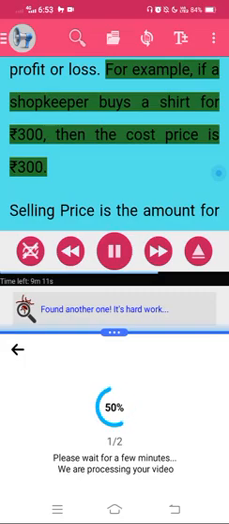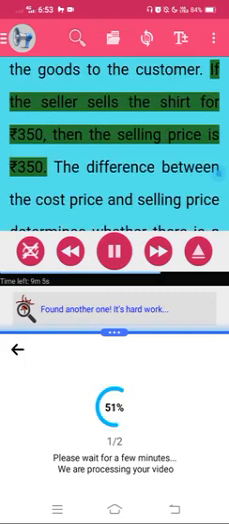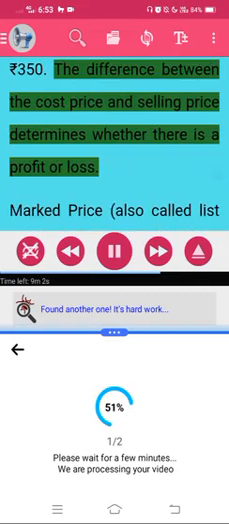For example, if a shopkeeper buys a shirt for 300 rupees, then the cost price is 300 rupees. Selling price is the amount for which the seller actually sells the goods to the customer. If the seller sells the shirt for 350 rupees, then the selling price is 350 rupees. The difference between the cost price and selling price determines whether there is a profit or loss.